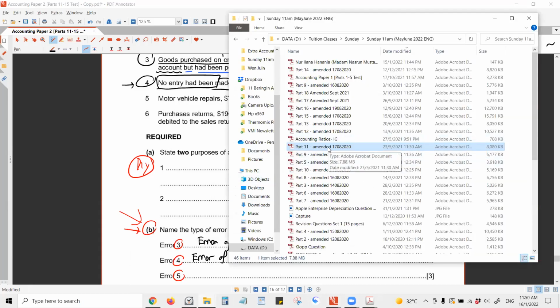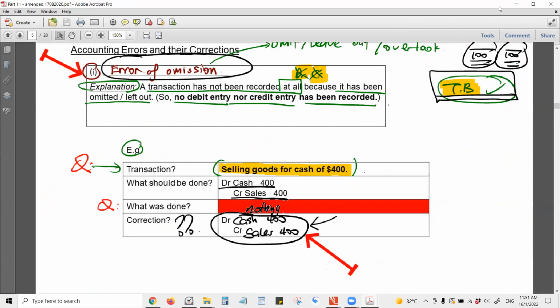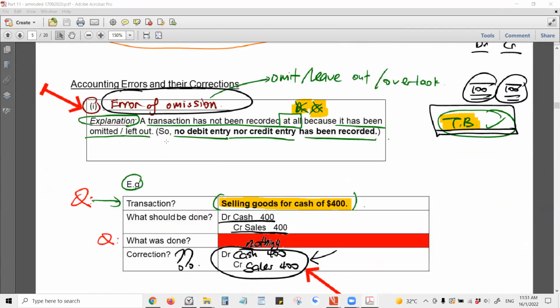I show you the notes. At the time when we were learning this, I told you that it must be 100% nothing has been done. Then only is it an error of omission. You see, a transaction that has not been recorded at all. That means they must not have done anything. If they tell you that the debit entry has been done, but the credit entry has been omitted, it's not an error of omission. Don't take this word literally. You have to know the definition. When nothing has been done, then only is it an error of omission.